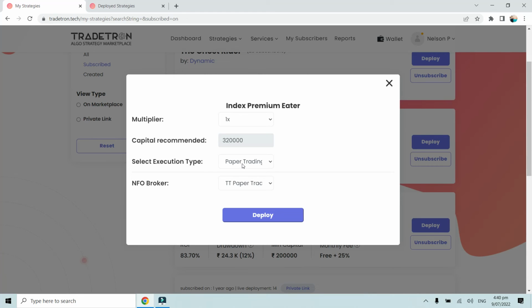And then there is execution type. In Tradetron, you have 4 types of execution types. All right. So first one is paper trading. As we discussed, paper trading is like virtual trading or dummy trading, where the trades will not actually happen in your broking account. It will only be on the Tradetron portal.